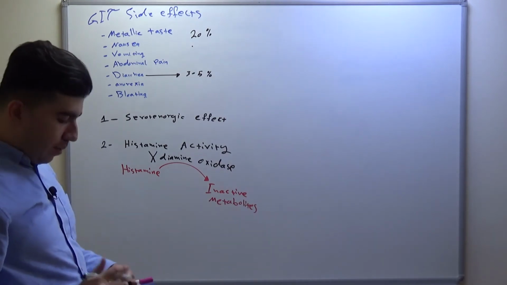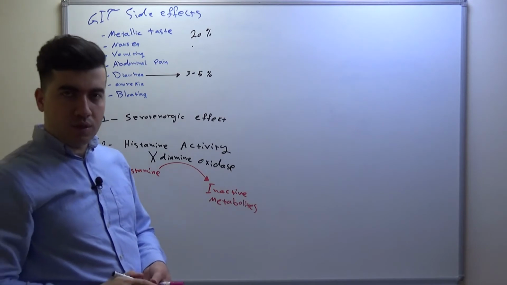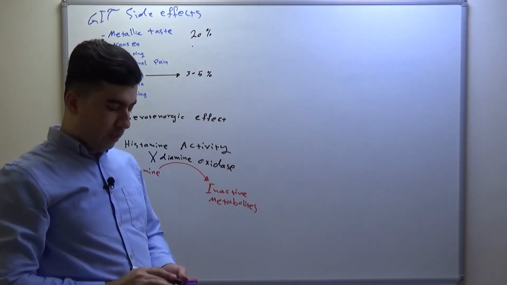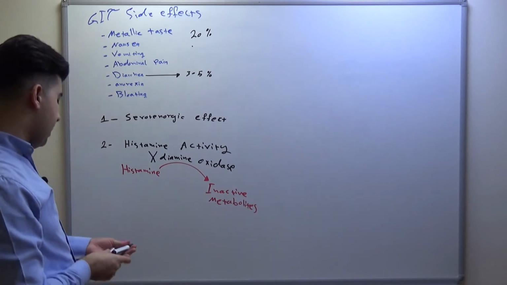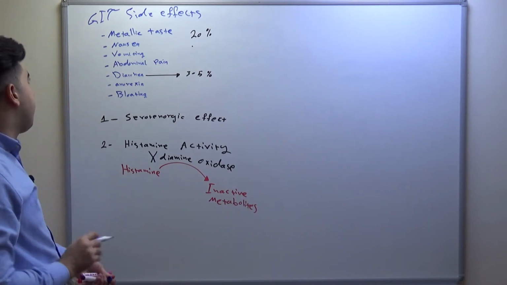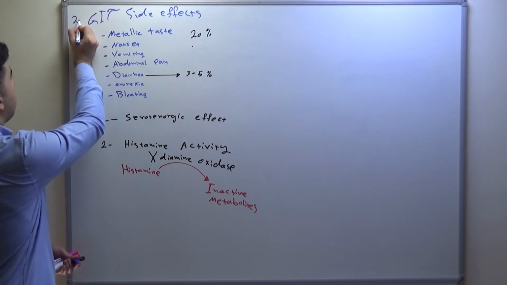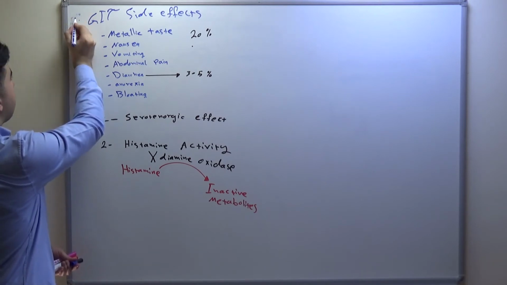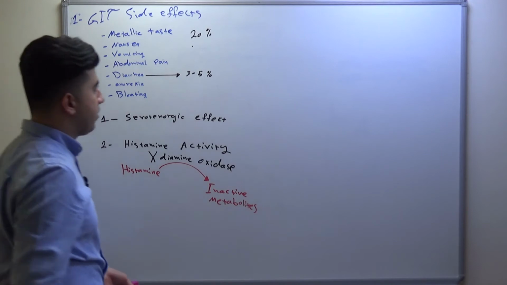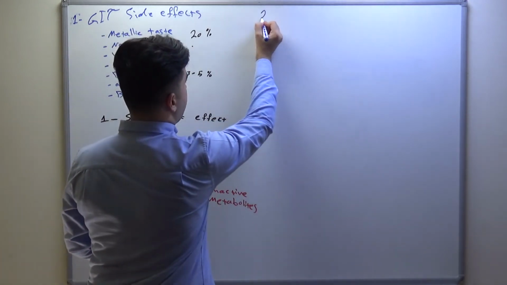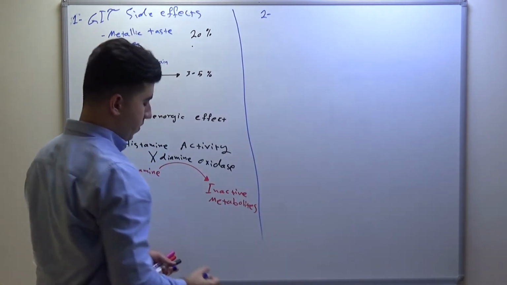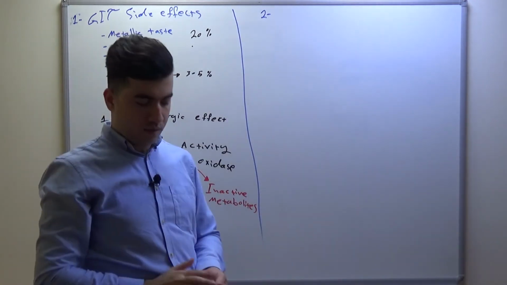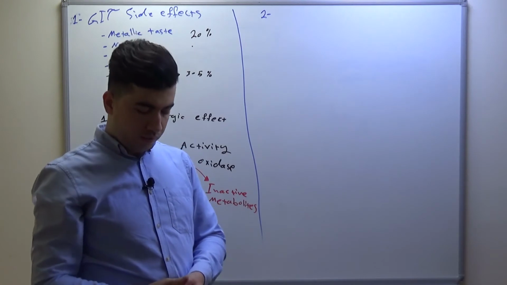And the side effects can be reduced by starting with a low dose of metformin and eventually titrating up to the maximum tolerated dose. The second important mechanism of side effect of metformin, this is the first one, the second one is metformin induced vitamin B12 deficiency.